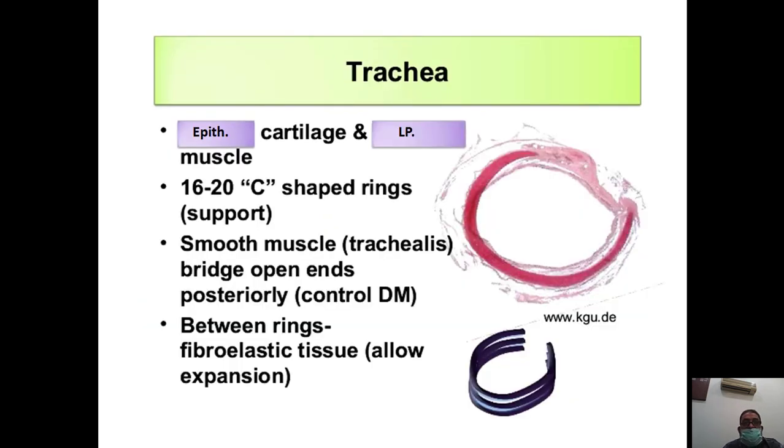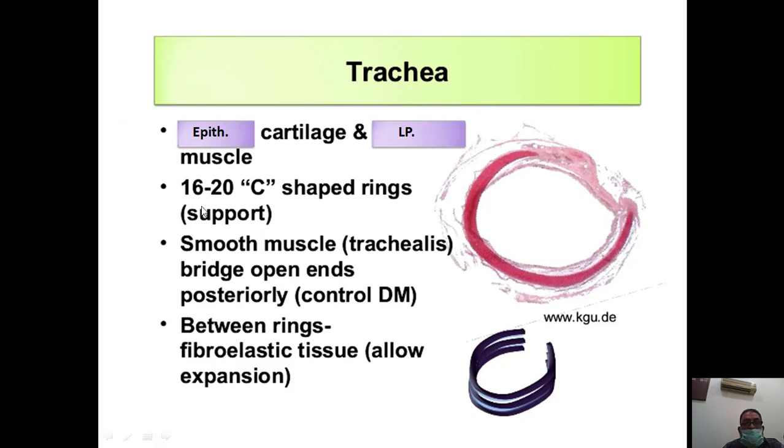Now, what is the trachea? The trachea is the windpipe starting from the lower part of the larynx and dividing into the principal bronchi. The epithelium is pseudostratified columnar ciliated, and there are cartilage and muscle.